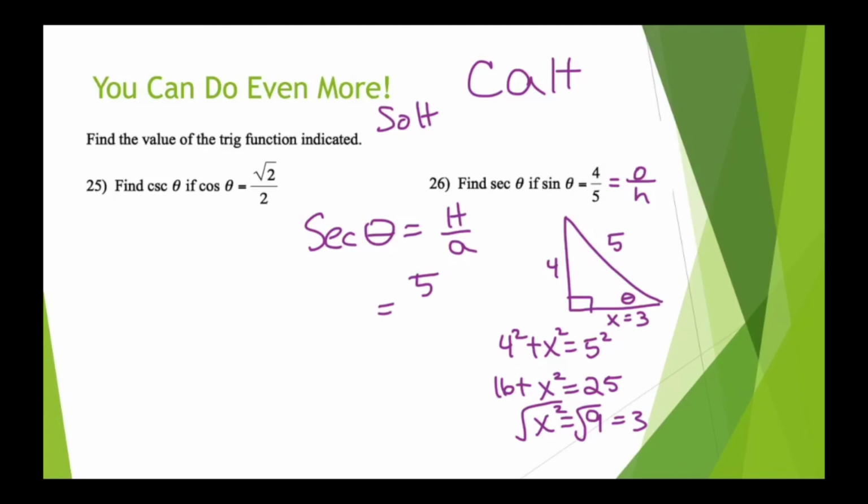For those of you who have memorized it, this is a 3, 4, 5 triangle. If you realize that you have a 3, 4, 5 triangle, this portion of the Pythagorean Theorem is taken out. You would not have to do it, because you would see the 4 and the 5 here and automatically jump to the 3 without doing all that work. So that adjacent was a value of 3. The answer is 5 over 3.